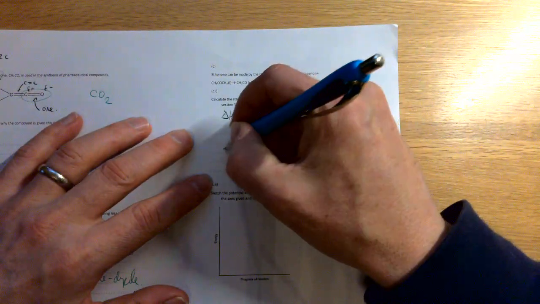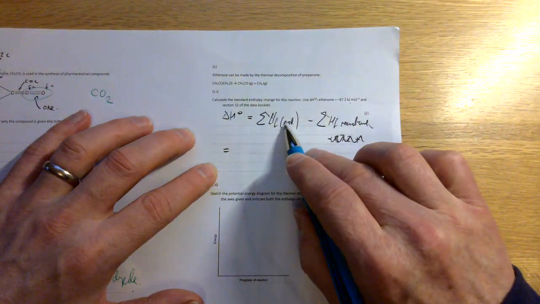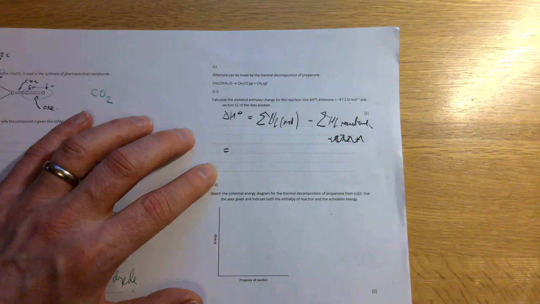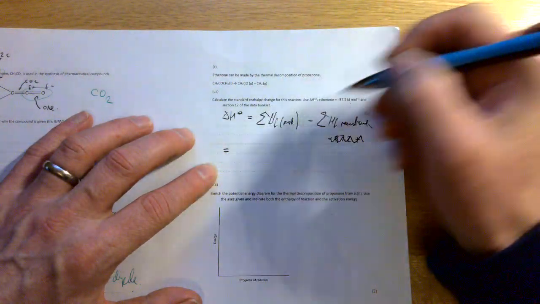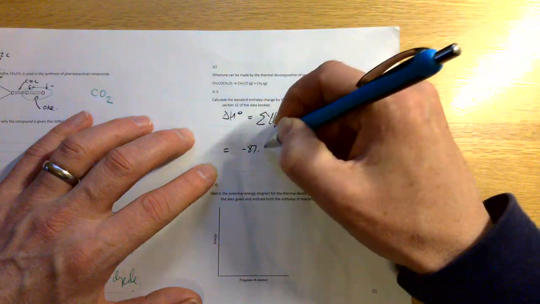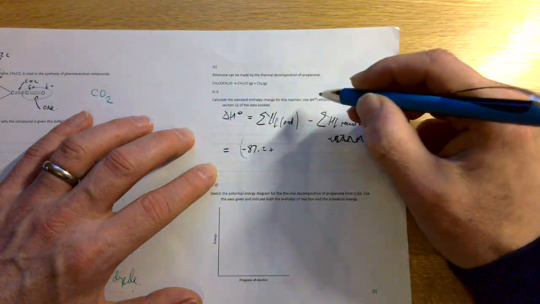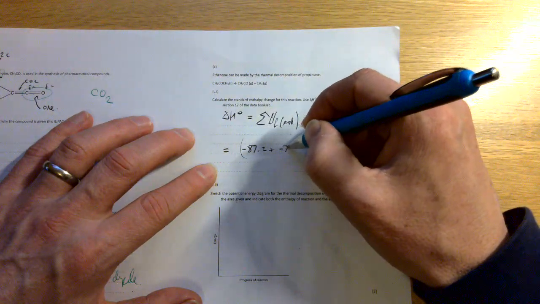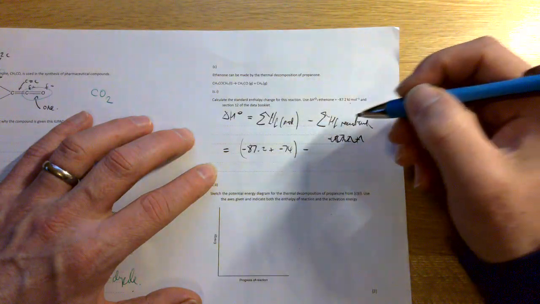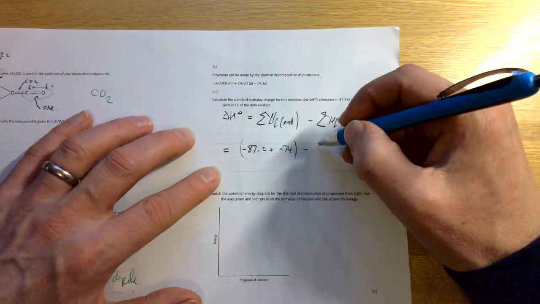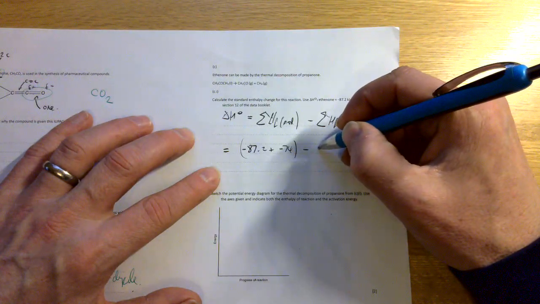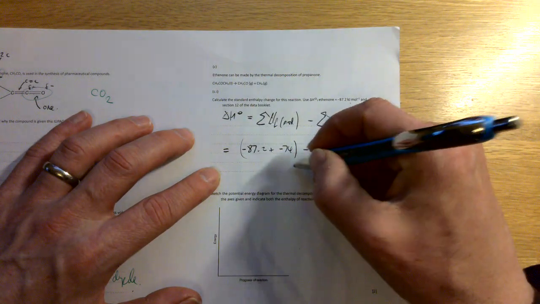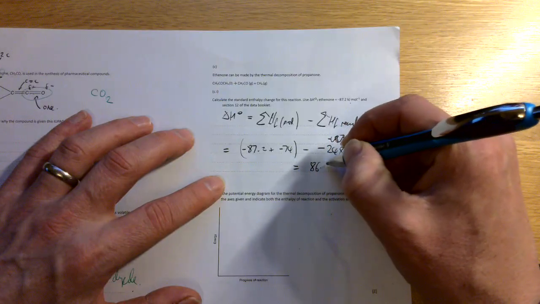So I didn't have a data booklet, I just had to look that stuff up. So the enthalpy change of formation of products. Products are ethenone and methane. The ethenone was given in the question, minus 87.2. And the other product was methane, minus 74. Take away the enthalpy change of formation of the reactant, which was minus 248. And that came, and most of you got this, to 86.8 kilojoules per mole.